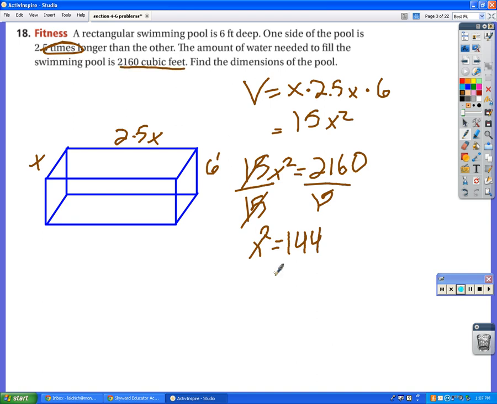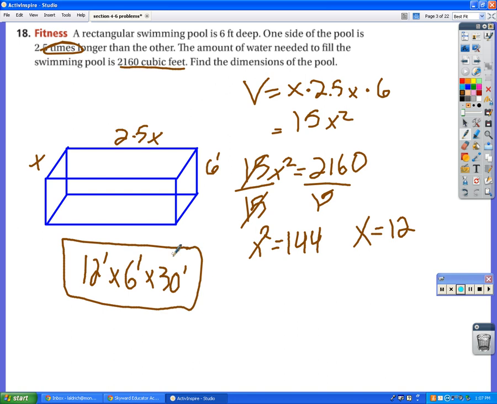Okay, so x squared equals 144. That means x equals what? X equals 12. Okay? So the problem says, what are the dimensions of the pool? So one of the dimensions is 12 feet by, what's another dimension of the pool? 6 feet, good, because it's 6 feet deep. By, where'd you get 30? 2.5 times 12 is 30. So the dimensions of the swimming pool are 12 by 6 by 30.